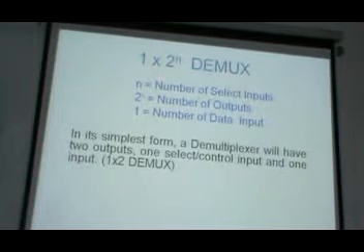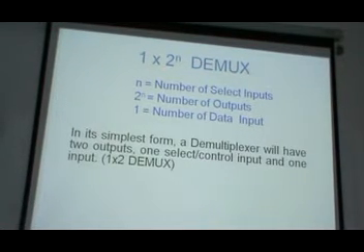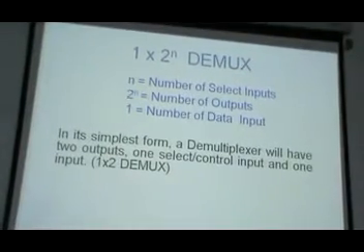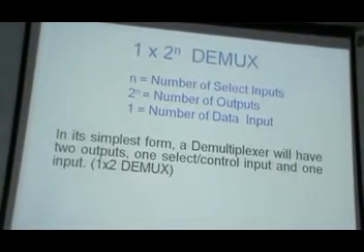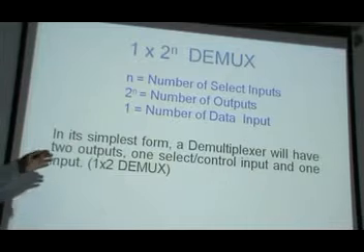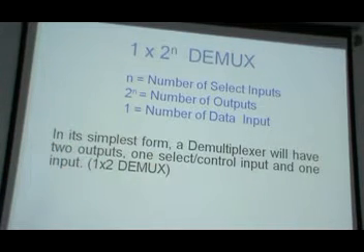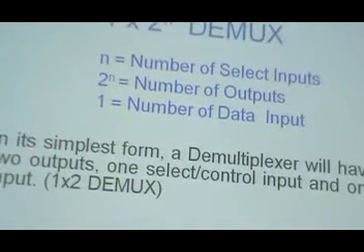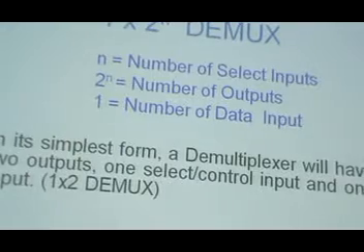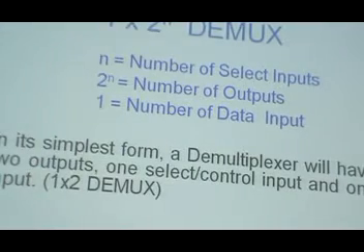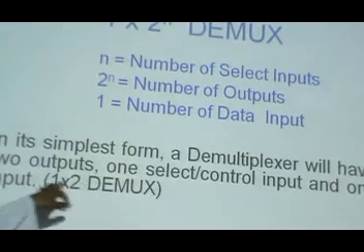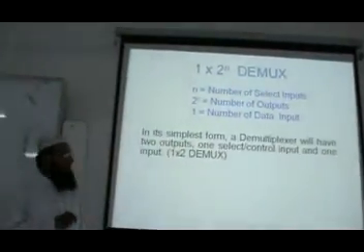Coming to the generalized form of a demultiplexer, take the simplest form, 1 to 2 raised to n demux, where small n indicates the number of select lines and 2 raised to n indicates the number of outputs. In the case of a multiplexer, we have seen that 2 raised to n is the number of inputs, whereas in a demultiplexer this is the only change: 2 raised to n is the number of outputs. In its simplest form, that is 1 to 2 raised to n, the demultiplexer has two outputs, one select line and one input.